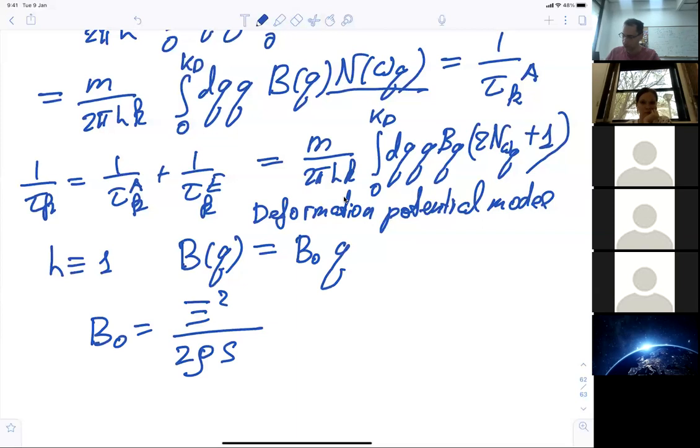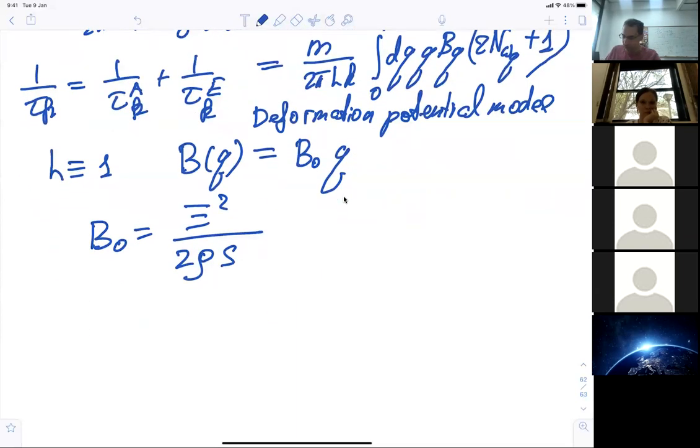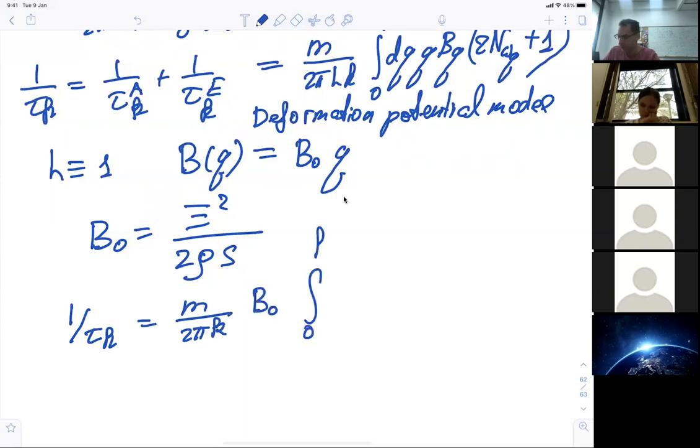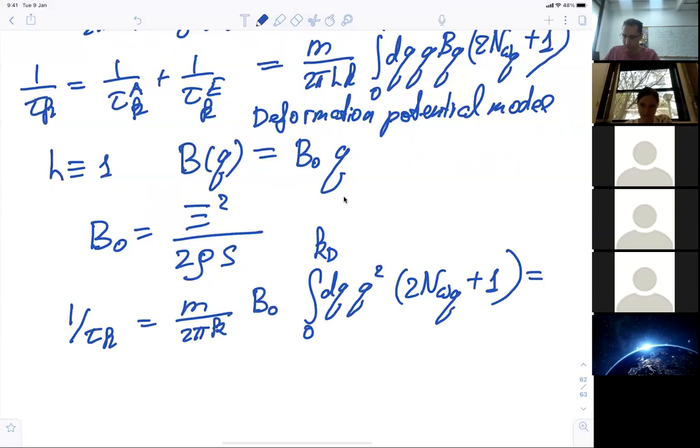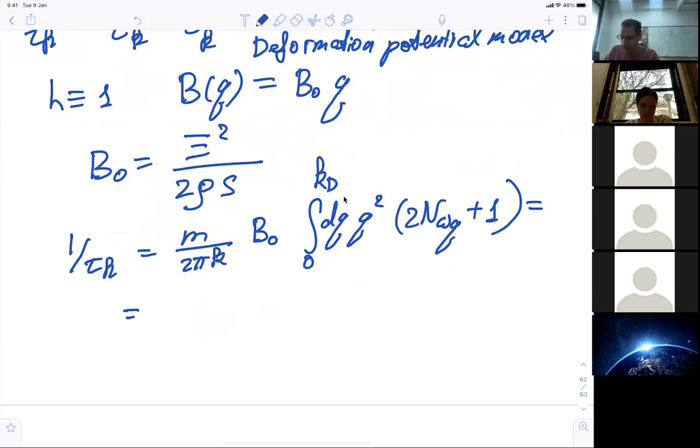These are known constants. We plug them in and we get 1 over tau k is equal to m over 2 pi k b0, integral from 0 to k dB of dq times q squared times 2n omega q plus 1. Okay, this is equal to m over 2 pi k b0.